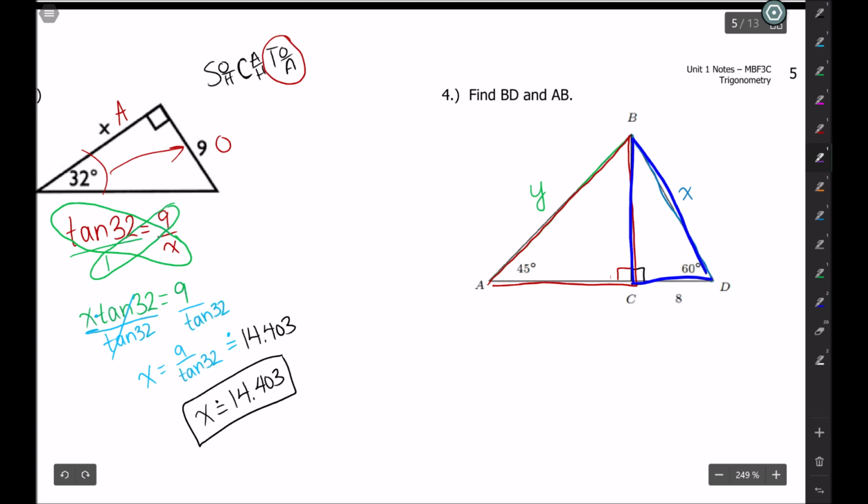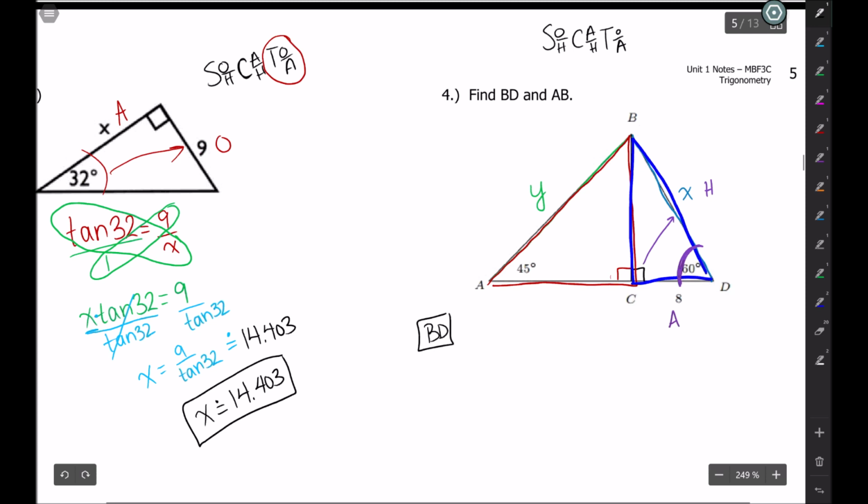The angle that's given to me is 60 degrees. I know this 8 right here, and we know that this is the adjacent because it is next to the angle, and we know that x is the hypotenuse because it is across from the right angle. So I'm going to write out SOHCAHTOA, and I'm going to do some work to find out what BD is.